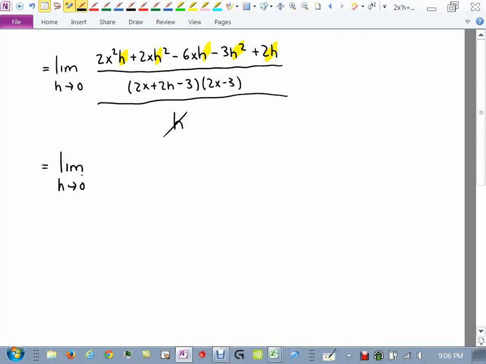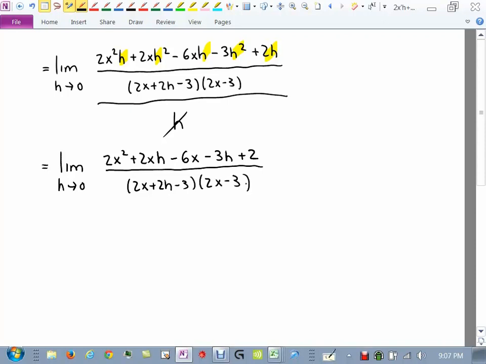I'm getting distracted. So when we cancel an h, we get 2x squared plus 2xh minus 6x minus 3h plus 2 all over our common denominator, 2x plus 2h minus 3, and then 2x minus 3 here. So the h went away on the bottom. And now finally we can let h go to 0. So when we let h go to 0, certain terms will vanish. This term's gone, this term's gone, this term is gone. And so what we're left with is 2x squared minus 6x plus 2 over 2x minus 3, and then another 2x minus 3, so squared.